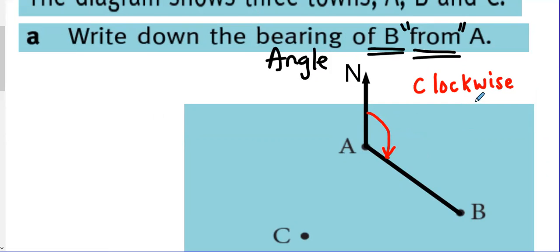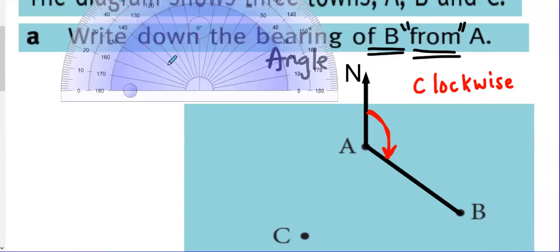Now, how do we measure this angle? This angle is measured in clockwise direction by using a protractor. So you take your protractor, put it there, and then measure this angle.